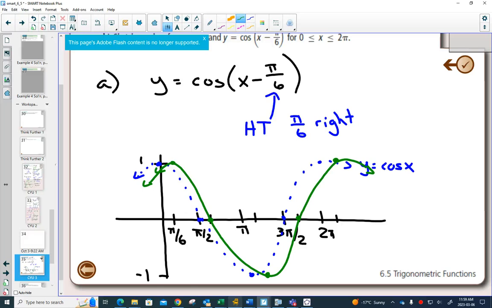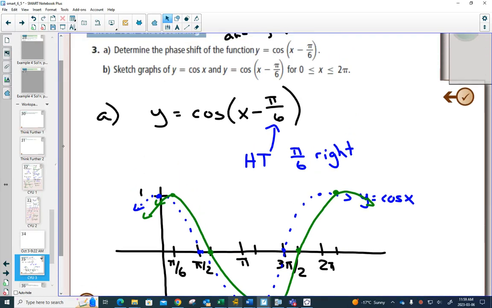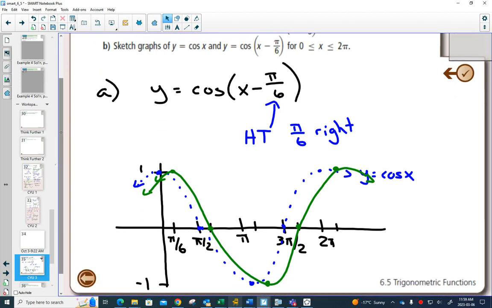Now, we're going to reread the question and make sure we answered it correctly. That's an important skill once you're done a question, to reread things. Okay? Determine the phase shift. Yes, we did, pi over 6 to the right. Sketch the graphs of cos and y equals cos x minus pi over 6. Now, what the textbook has that's different than what we did is this part. They said between 0 and 2 pi, and we put arrowheads on to say that it kept on going forever.